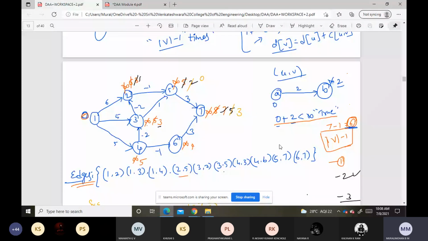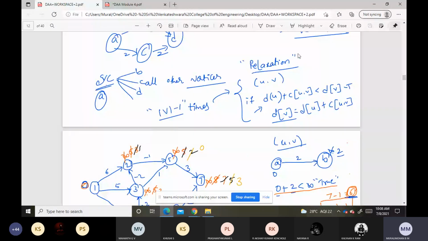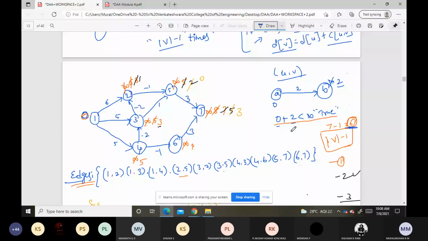That is what we learned in the previous class. For the relaxation operation, if d of u plus cost of u comma v is less than d of v, then we calculate d of v as d of u plus cost of u comma v. That is how we have calculated. So this is the algorithm we are having.